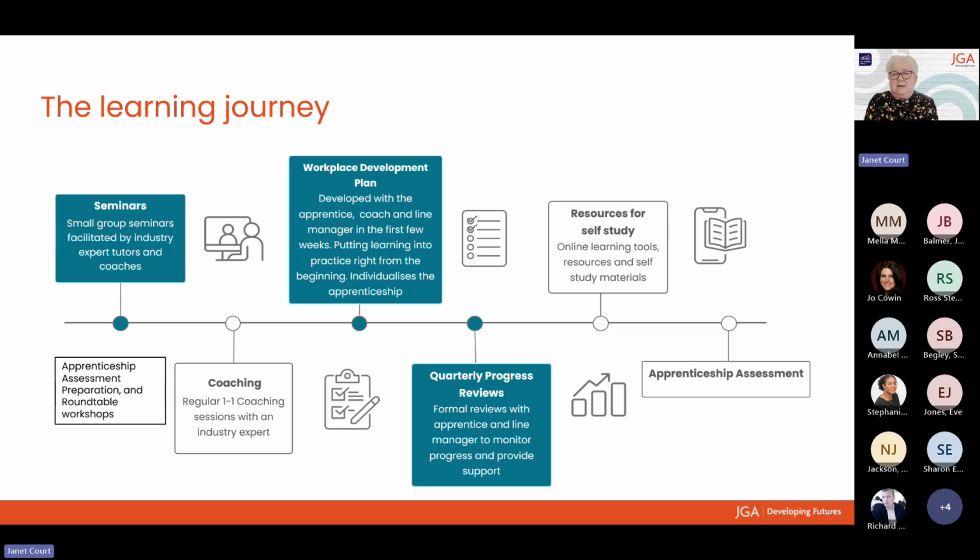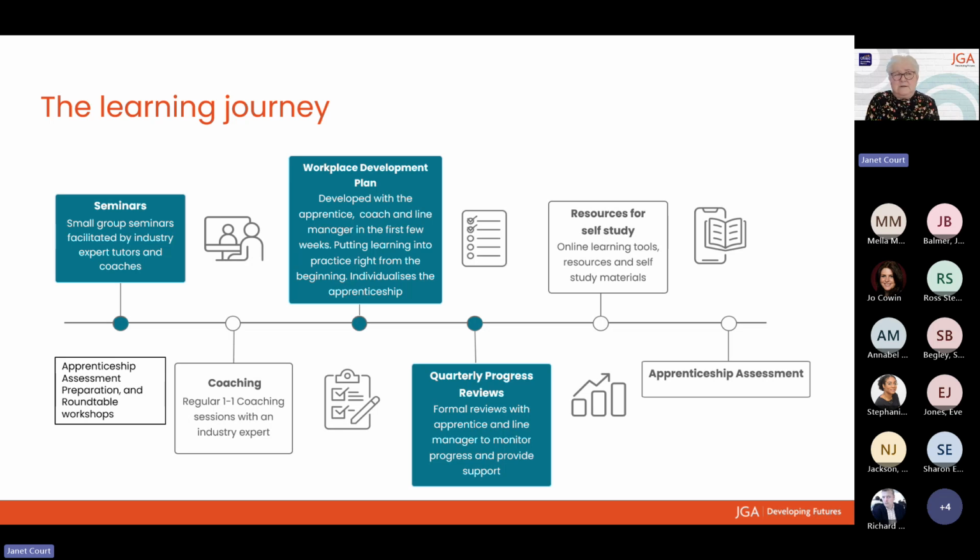But we also do quarterly progress reviews. These are formal reviews with the apprentice and the manager to monitor progress and provide support. Slightly pastoral at times is my view of that one, but it's a very holistic view, a bit of a catch-up of all these elements together. How's it all going? Any blocks or breaks? How are you doing? How are you growing? So that's where the conversation goes with that.